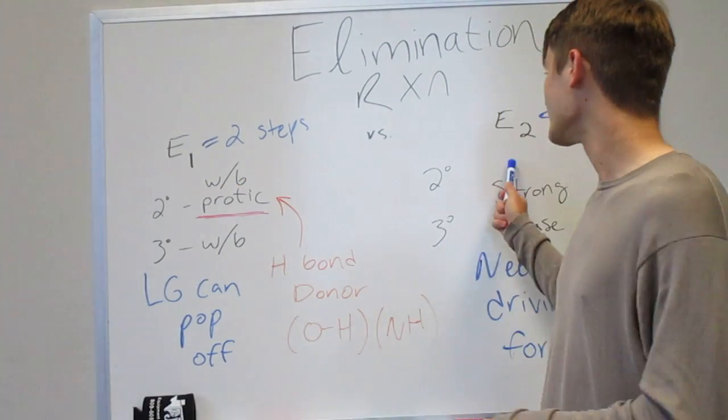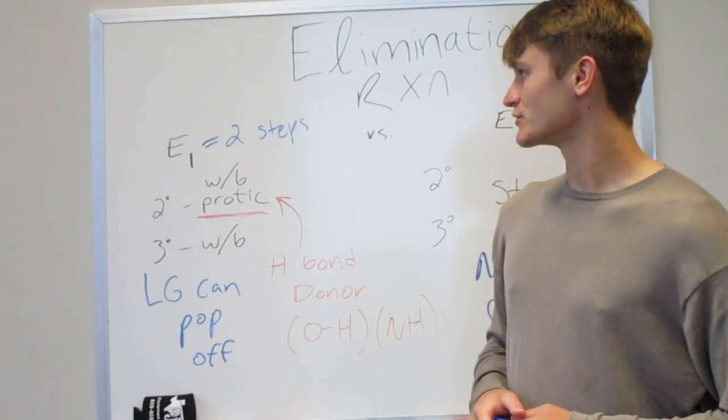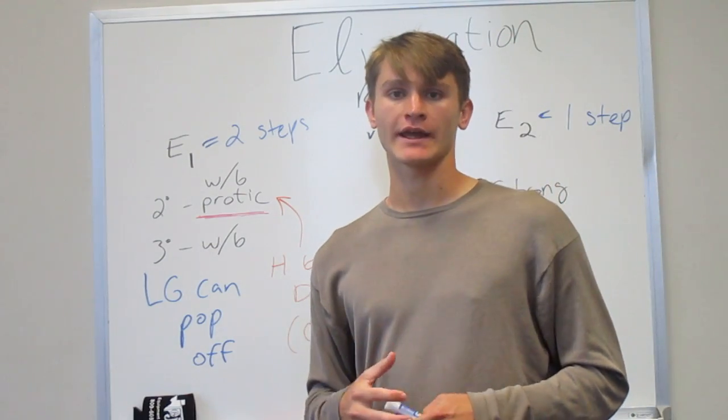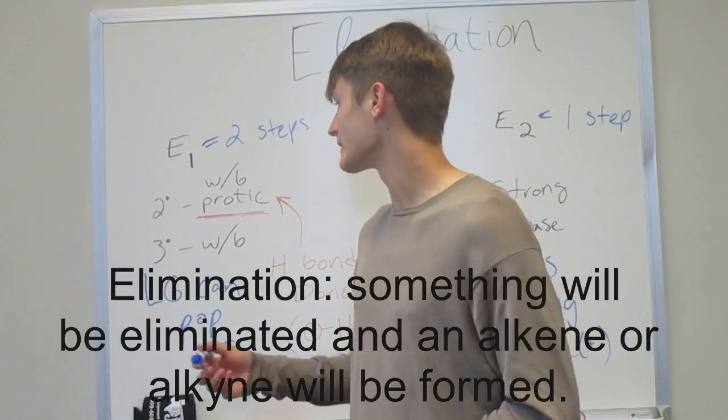Today we're going to be talking about elimination reactions, which are the E1 and E2 reactions. This is quite different from substitutions. An elimination will occur and an alkene will be formed, or sometimes even an alkyne.